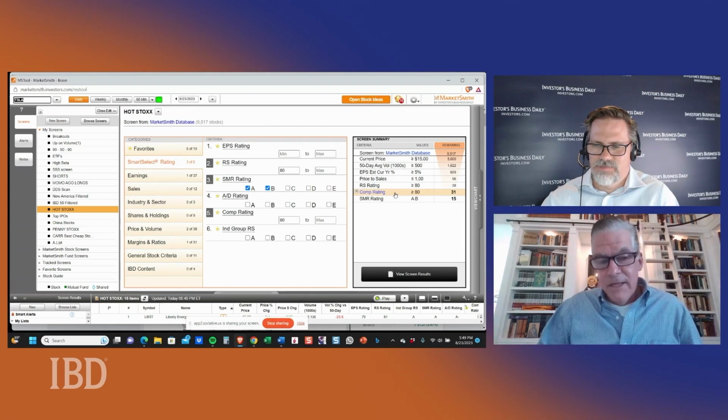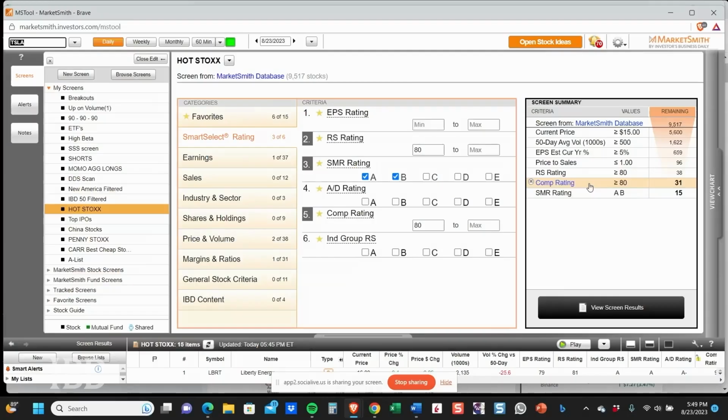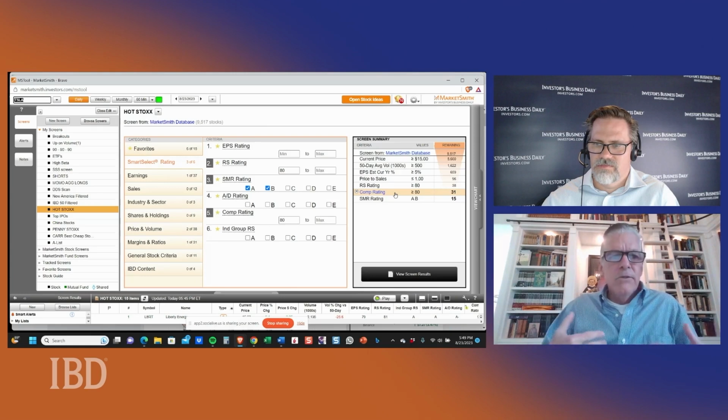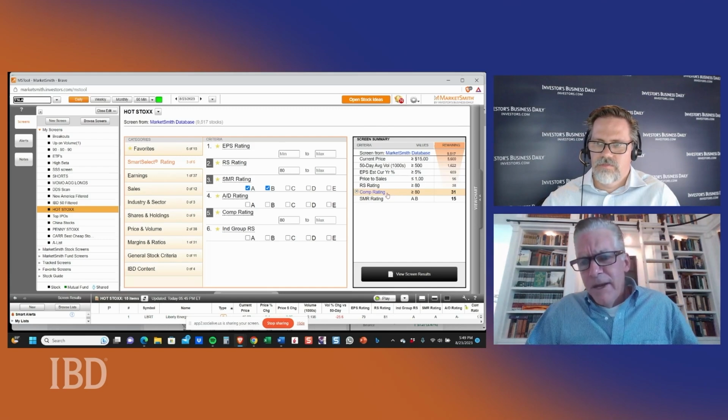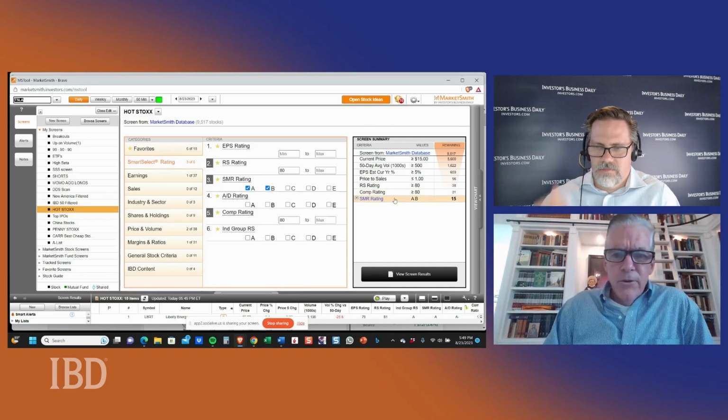Sometimes those short-term bursts can be very fun to trade. So I have a comp rating in here. This is not absolutely necessary, but for me, it's a kind of safety valve, because the comp rating incorporates a number of things, including real earnings growth and acceleration, margins, and things like that. And then one of my favorite parameters, and you'll only find this in MarketSmith, is the SMR rating.